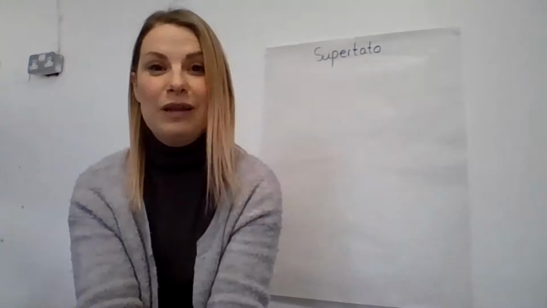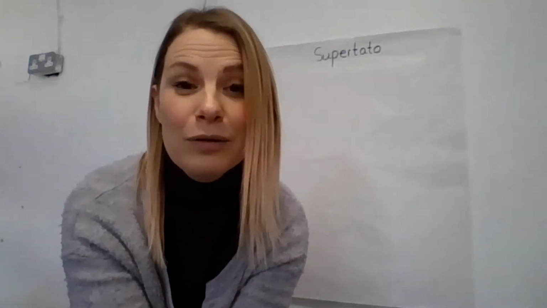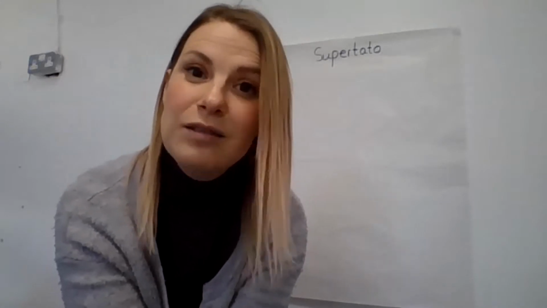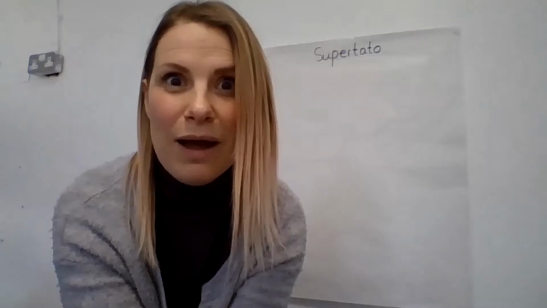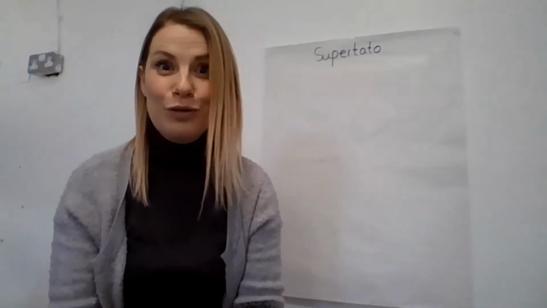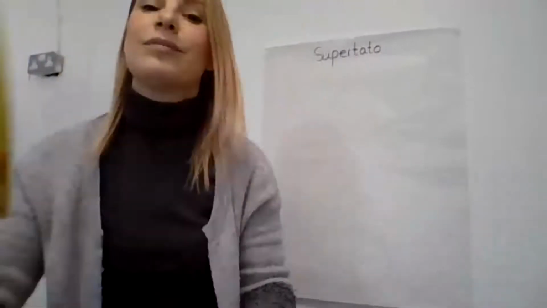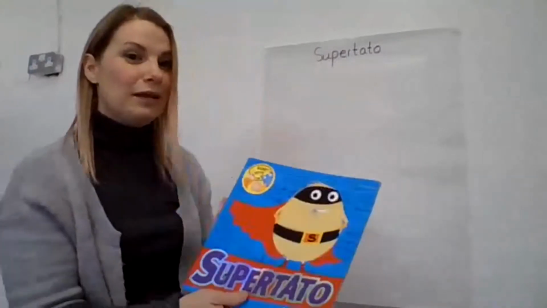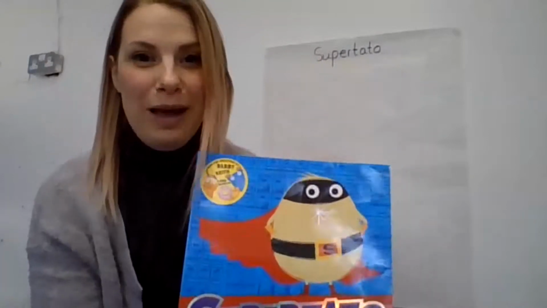Now, our literacy lesson today, we are creating a story map. Now, a story map uses pictures to help us to retell a story. The story that we read yesterday was called Supertato. Shall I show you the book to remind you? Here's our book, Supertato. And I've written the title, Supertato, at the top of my page.